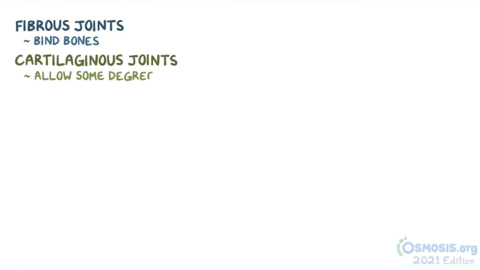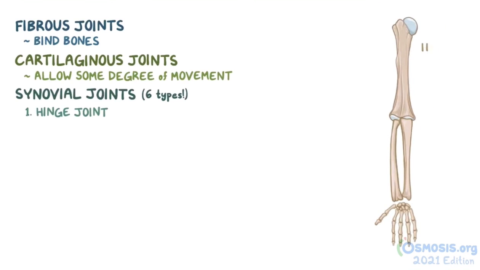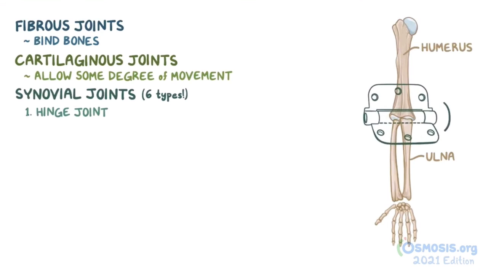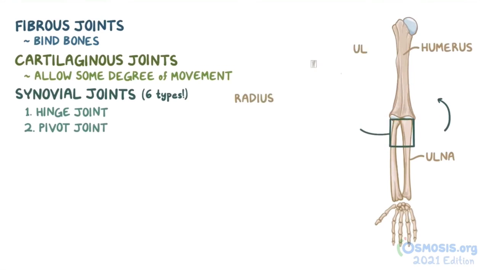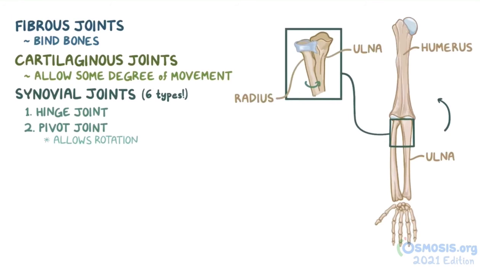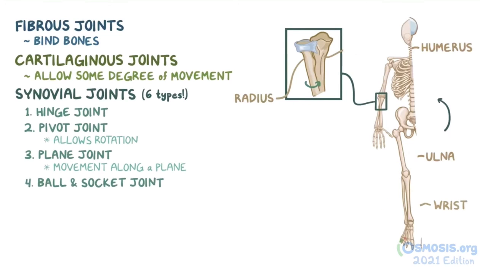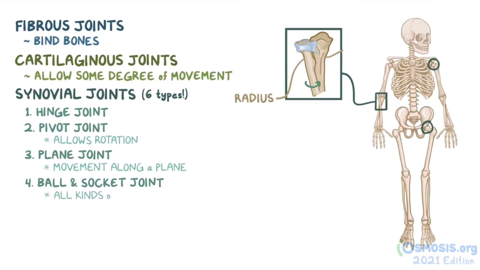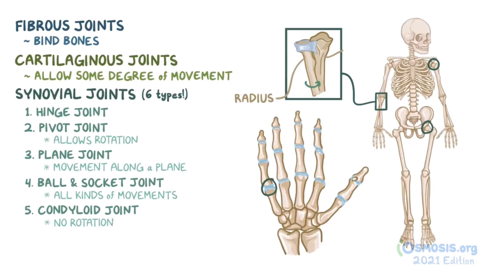Alright, as a quick recap. Fibrous joints tightly bind bones together, while cartilaginous joints allow for some degree of movement. Synovial joints have 6 main types. There's the hinge joint, which is like your humerus and ulna joint, and is like a door hinge. There's also the pivot joint, which is like your radius and ulna and allows for rotation. There's the plane joint, which is like your wrist and allows for movement along a plane. There's the ball and socket joint, which is like your shoulder or hip joint and allows for all kinds of joint movements. There's the condyloid joint, which is in your knuckles and doesn't allow rotation around an axis. And finally, there's the saddle joint, which is found in your carpo-metacarpal joint and is shaped like a horse saddle.